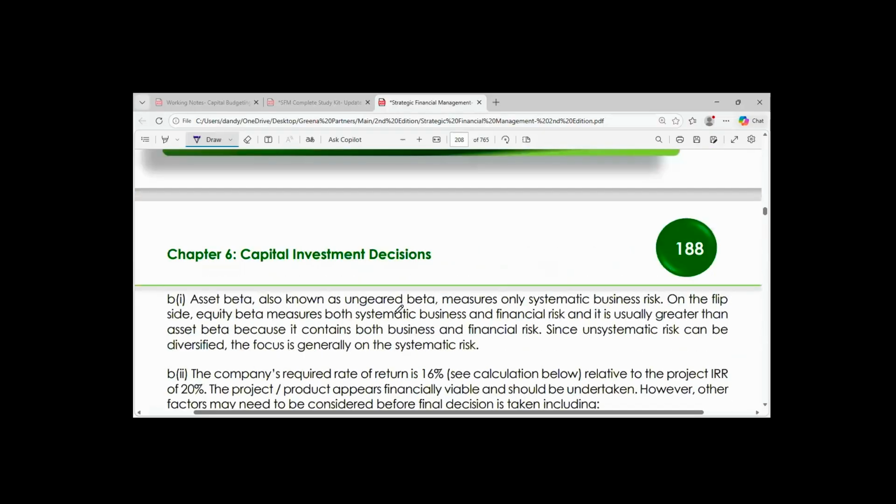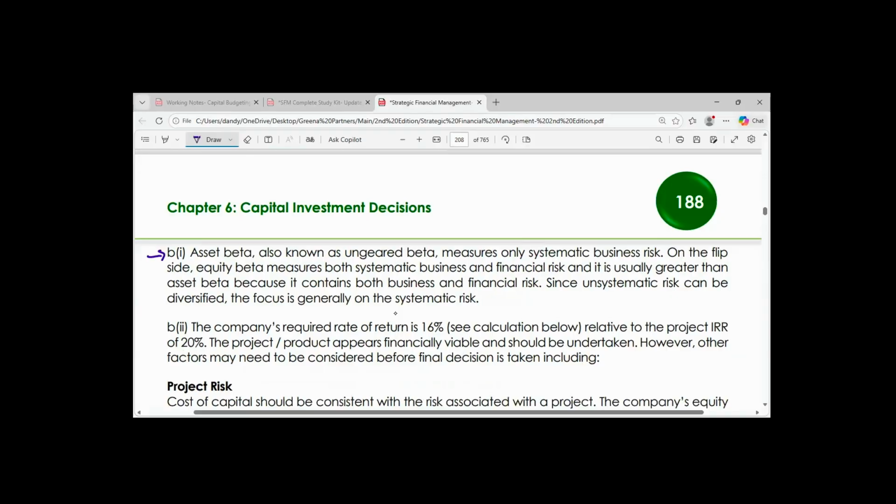Now, this is the solution to B here. B1: Asset beta, also known as ungeared beta, measures only systematic business risk. On the other hand, equity beta measures both systematic business and financial risk, and it is usually greater than the asset beta because it contains both business and financial risk. Since unsystematic risk can be diversified, the focus generally is on the systematic risk, which is unavoidable.